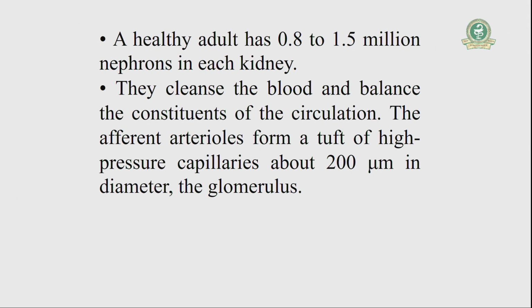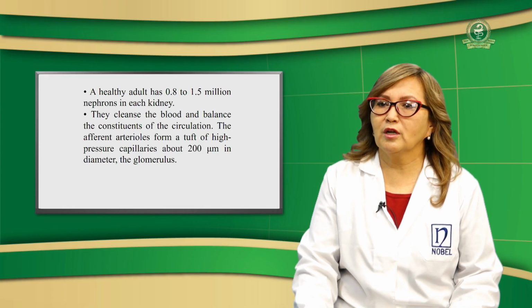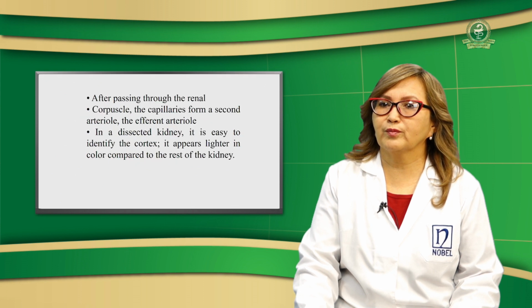A healthy adult has 0.8 to 1.5 million nephrons in each kidney. They cleanse the blood and balance the constituents of the circulation. The afferent arterioles form a tuft of high-pressure capillaries, about 200 nanometers in diameter, the glomerulus.